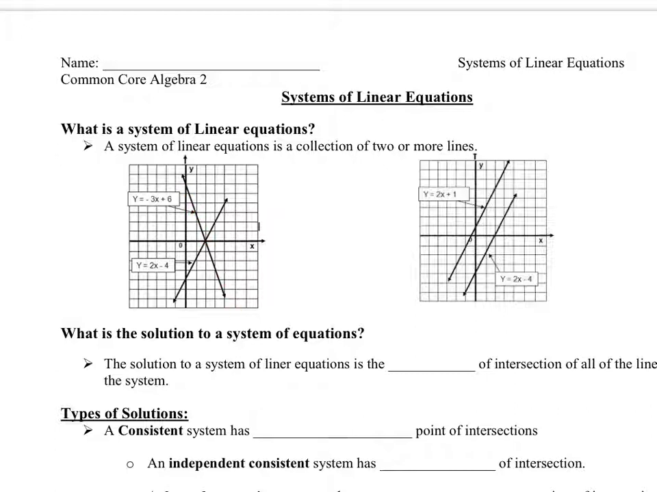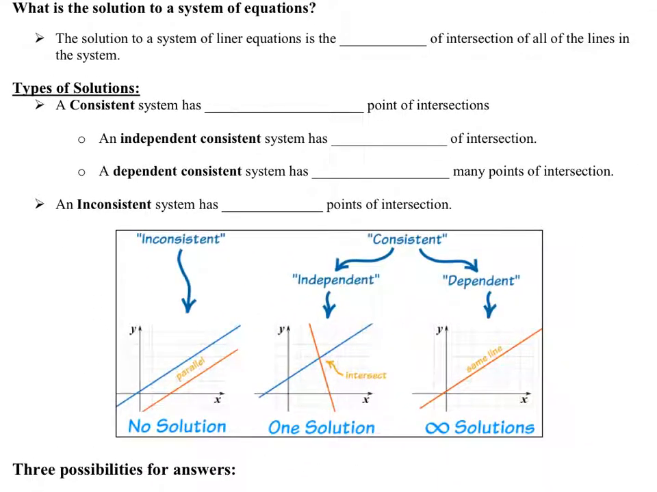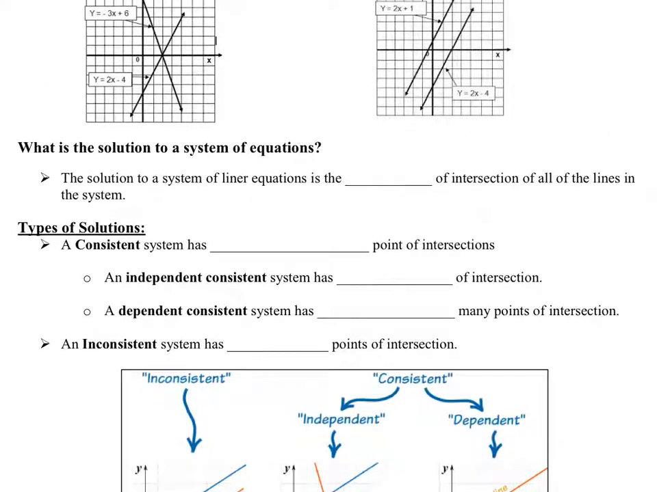First, they can hit at one point, they can hit at no points, and then they could also be the exact same line, like down here, the same exact line. So these are the different kinds of possibilities that can happen. So what is the solution to a system of equations? Well, the solution is the point of intersection. So it's always a point. So remember that in a point, you always have an x and a y.